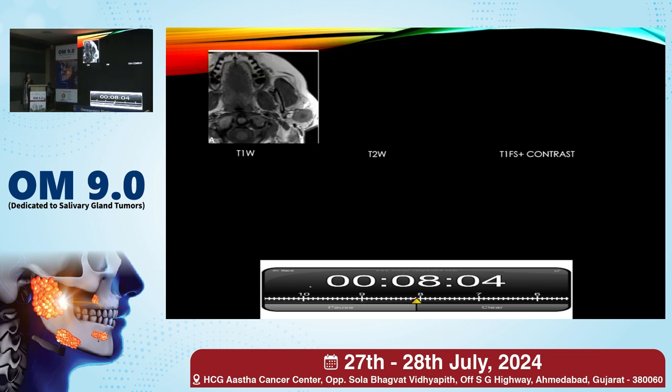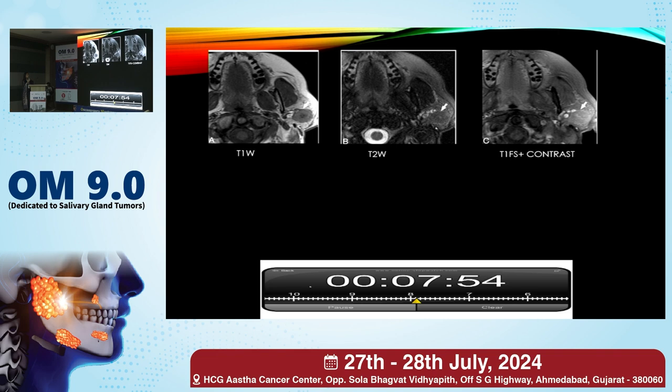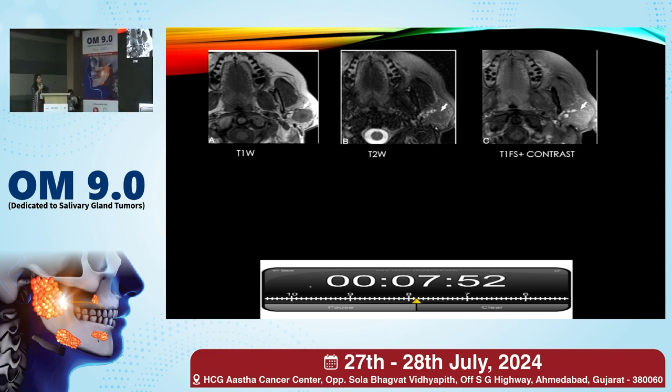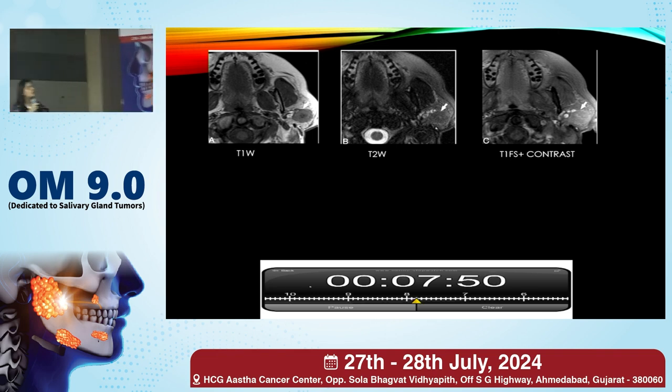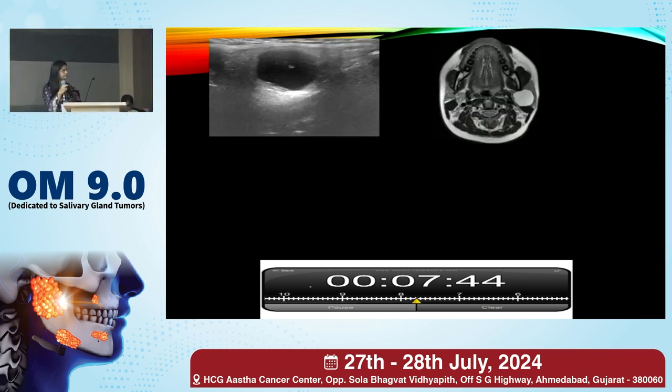Okay, coming to one more lesion. See, on T1 weighted, it is appearing well-defined, hypointense. On T2 weighted, it is appearing similar to the rest of the gland. On post-contrast, it is showing minimal enhancement. So this is a case of oncocytoma. It is a vanishing tumor and can present as a hot spot on scintigraphy.